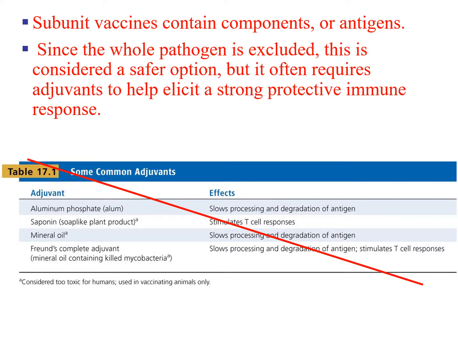Subunit vaccines contain components or antigens. So it's not like in the previous discussion where it's the entire bacteria or the entire virus. It is going to be a portion of the bacteria or a portion of the virus. Since the whole pathogen is excluded, this is considered a safer option, but it often requires adjuvants to help elicit a stronger protective immune response.